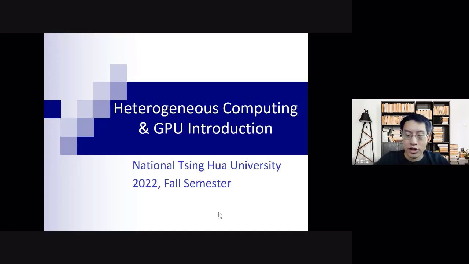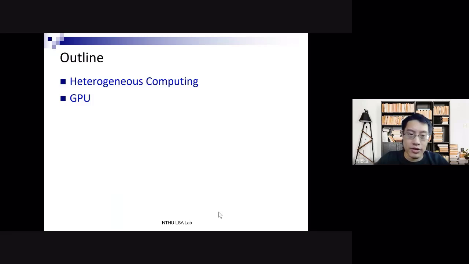Okay, so before we jump into CUDA, the language we're going to teach, we will first overview what heterogeneous computing is and what the role of GPU is for parallel computing. All right, so we have two parts. We will first talk about heterogeneous computing in general, and then have an overview of the basic architecture and the role of GPU.